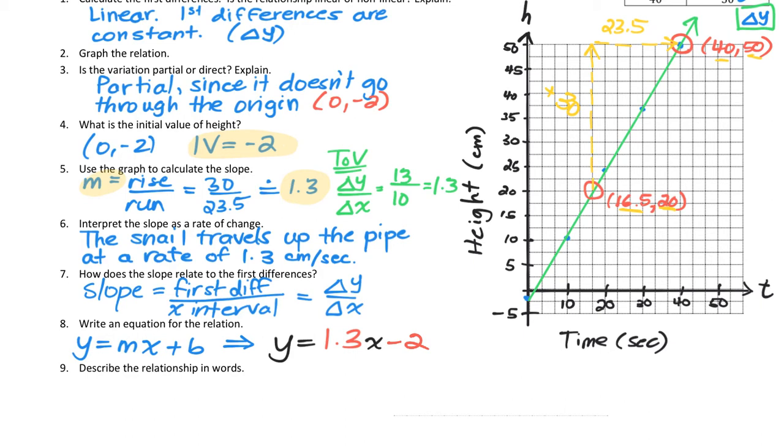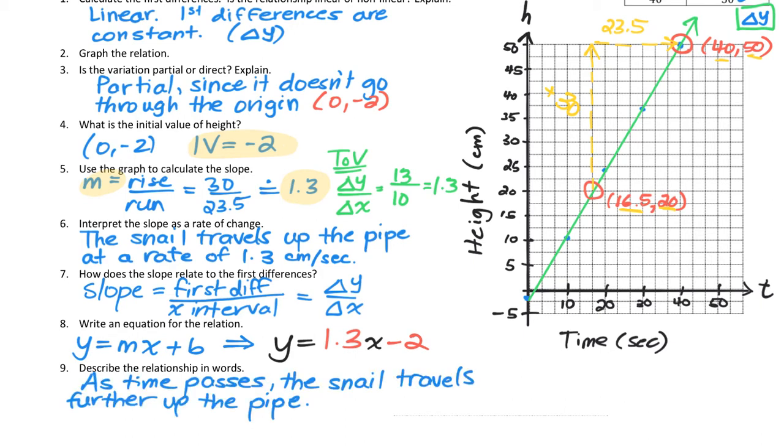So what is the relationship in the context of the question? It is this. As time passes, so as time gets further along, that's increasing X, the snail travels further up the pipe.